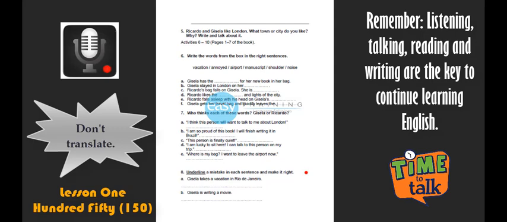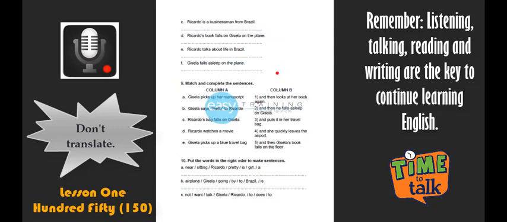In activity 8, you will underline a mistake in each sentence and correct the mistake. Sentence A. Gisela takes a vacation in Rio de Janeiro. B. Gisela is writing a movie. C. Ricardo is a businessman from Brazil. D. Ricardo's book falls on Gisela on the plane. E. Ricardo talks about life in Brazil. And F. Gisela falls asleep on the plane.